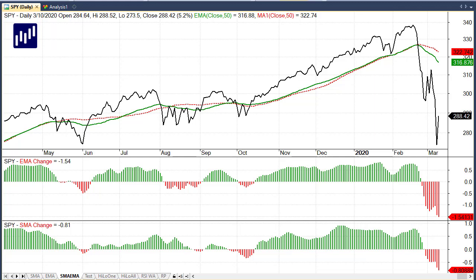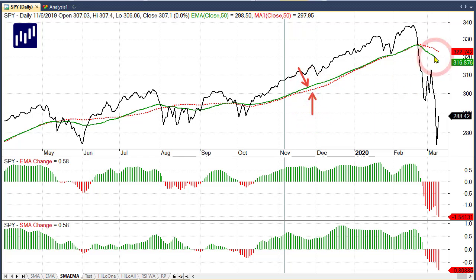All right, so now I'm going to move over to AmiBroker because I want to show you the difference between an EMA and an SMA. And I've got the S&P 500 SPDR here with the 50-day EMA in green and the 200-day SMA in red.